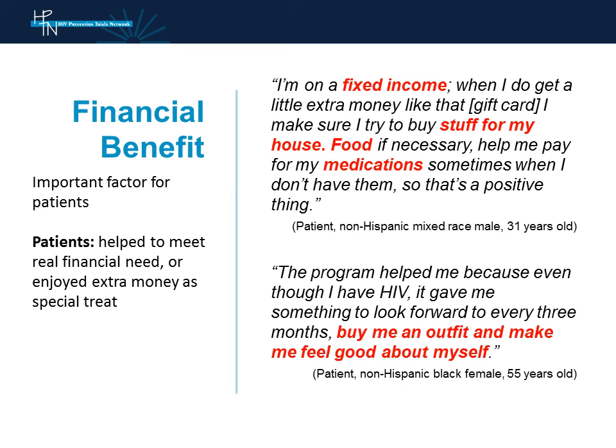So these are two quotes demonstrating each of these sentiments. In the top quote, this man describes being on a fixed income and using the financial incentive for things like stuff for his house, food, and medications. The bottom quote, this woman describes being able to buy an outfit to make herself feel good.